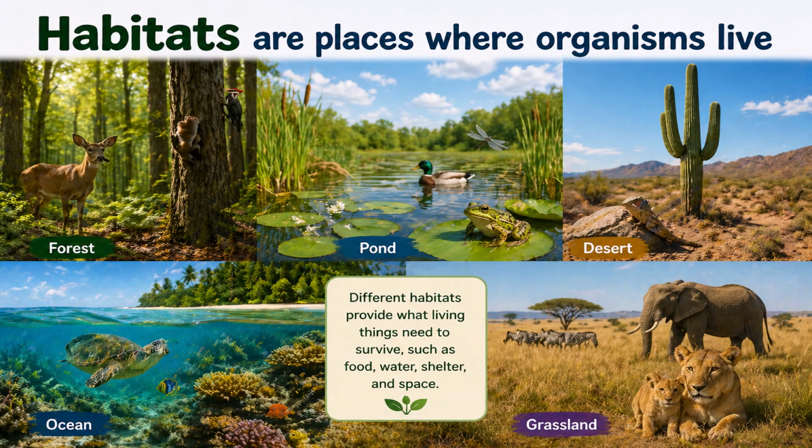Habitats are places where organisms live. Different habitats provide what living things need to survive, such as food, water, shelter, and space. Look at these different habitats and the animals that are in them.